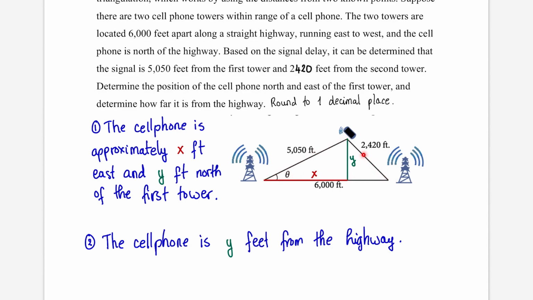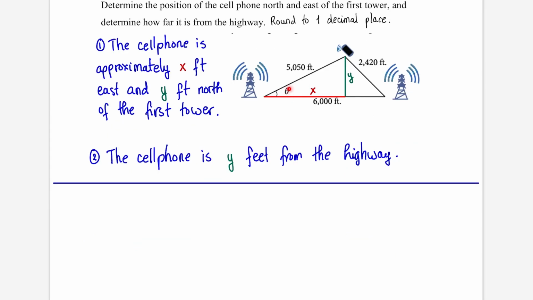To find this angle theta, I will use the big triangle and the law of cosines. I have the side 2,420 squared equals 5,050 squared plus 6,000 squared minus 2 times 5,050 times 6,000 times cosine of theta. Or I can have cosine of theta equals 5,050 squared plus 6,000 squared minus 2,420 squared, divided by 2 times 5,050 times 6,000.